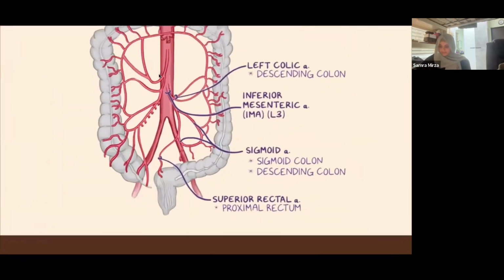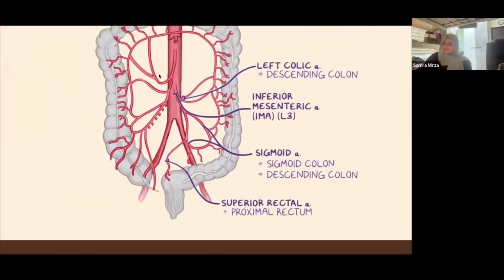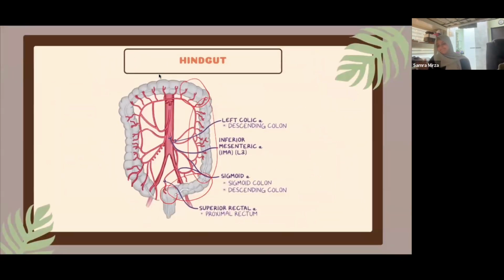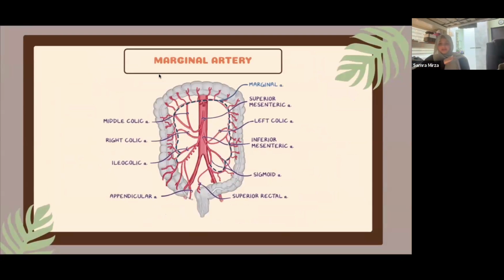Again, just to show you, you have left colic, supplying part of this and the rest of this. And then you have the sigmoid, the S-shaped part, which is going to be supplied by the sigmoid artery. And then the proximal part of the rectum is going to be supplied by the superior rectal artery. And that's pretty much it for hindgut.